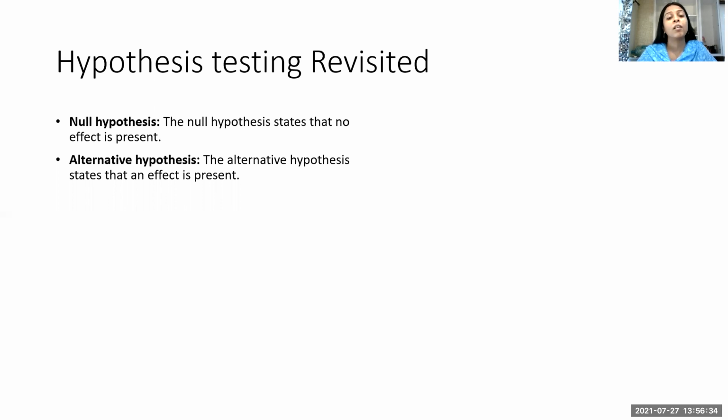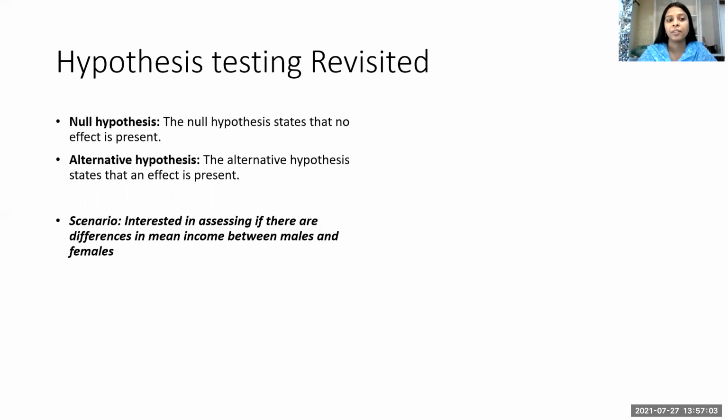The other kind of hypothesis that we write is the alternative hypothesis, which states that there is some effect present between these two variables, again, namely the independent variable and the dependent variable. So these are the two hypotheses that we write or state whenever we are performing hypothesis testing.